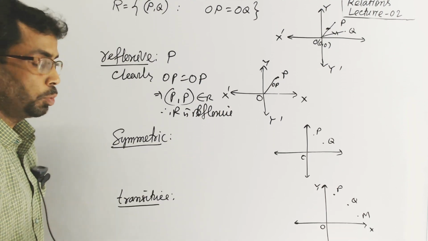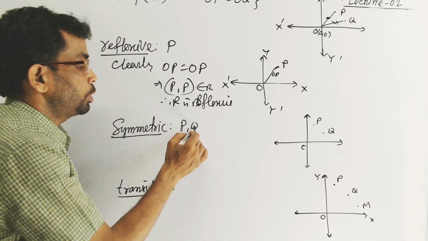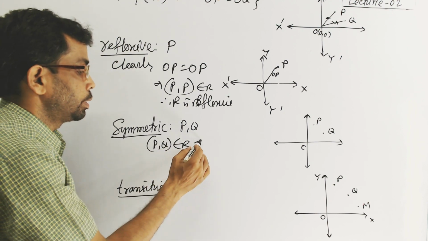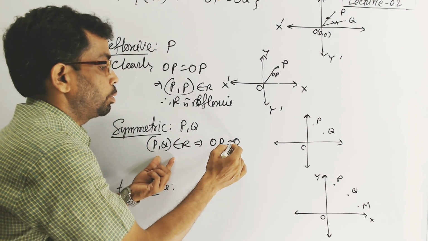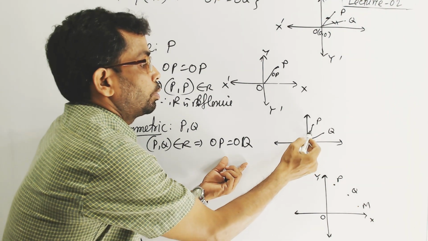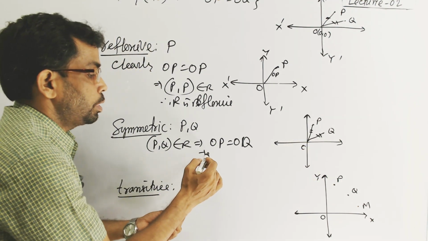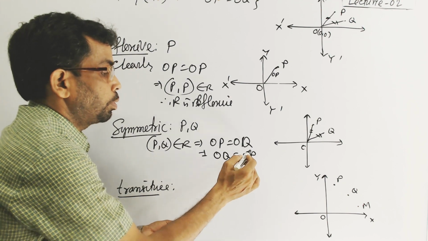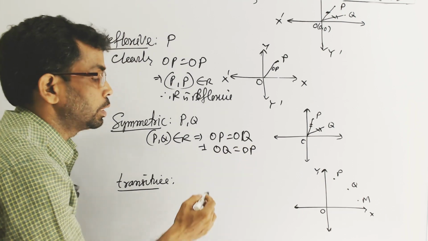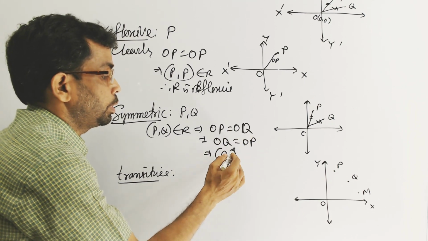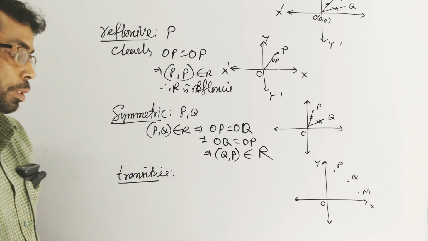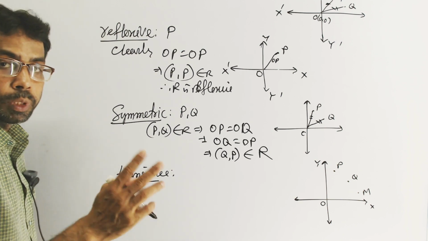And for symmetry, we have to explain with two points. So if we take two points on the plane, and if the two points are related, then OP must be equal to OQ by the given condition. Now taking two points in which OP is equal to OQ, then obviously we can say OQ is also equal to OP. The distance of Q from the origin is the same as the distance of P from the origin. That means we can reverse the order, and hence the pair Q and P is also in the relation.